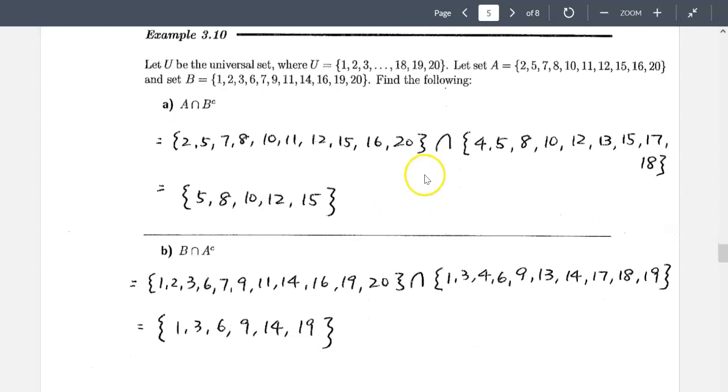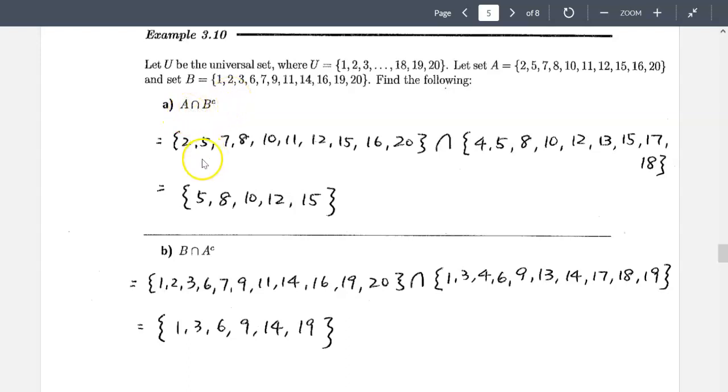Okay, now here's an example of the combination, if we combine all the notation we just learned. So let's look at example 3.10. Let U be the universal set where U is equal to 1, 2, 3, 4, 5 all the way to 20, and then set A is 2, 5, 7, 8, 10, 11, 12, 15, 16, and 20. And B is 1, 2, 3, 6, 7, 9, 11, 14, 16, 19, and 20. So find the following. Part A: A intersect B complement.